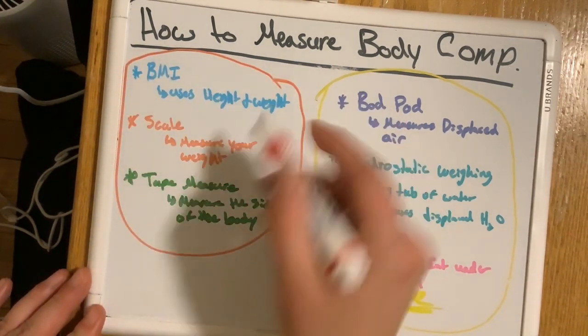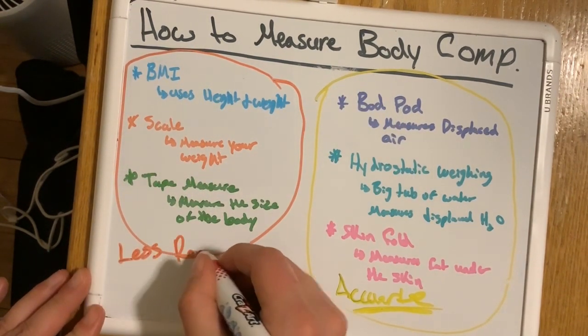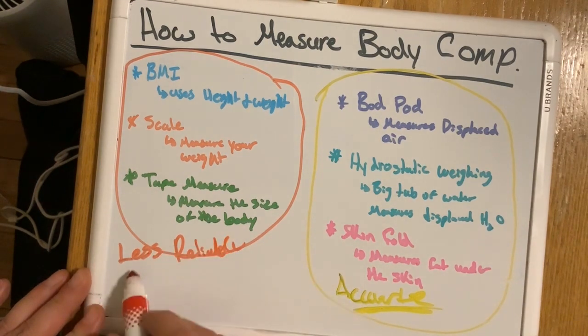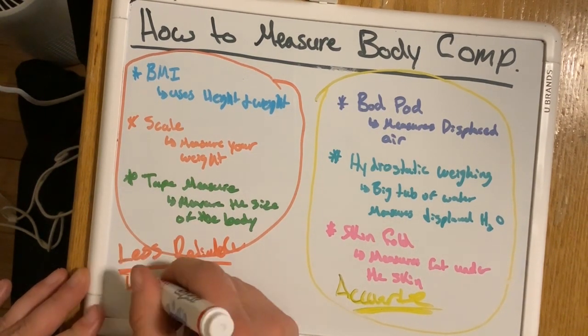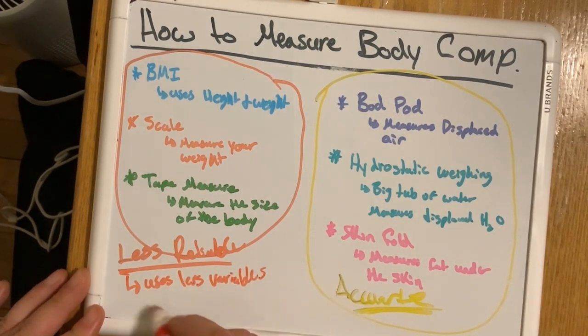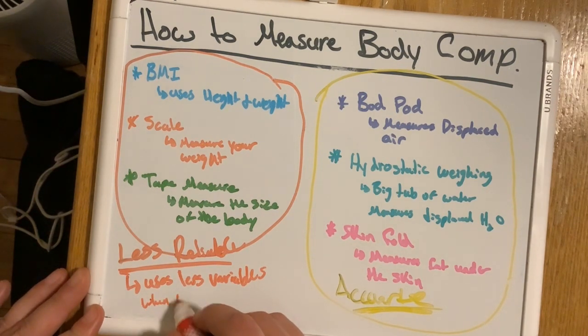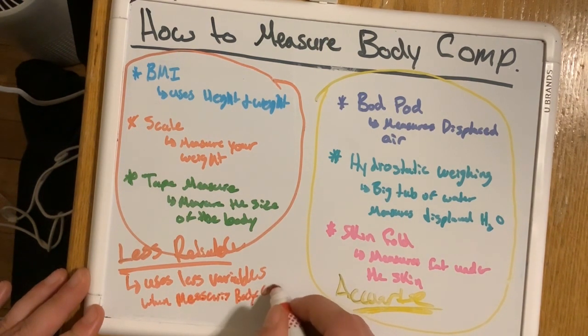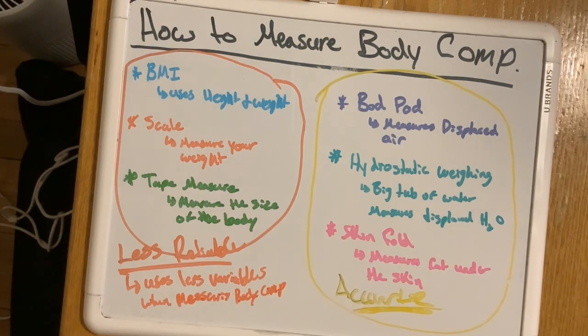So looking on the right side, circled in yellow, those are our more accurate methods to measure body composition. And on the left, we have more of our less reliable. So remember, BMI, scales, and tape measure, they use very few variables when calculating your body composition. So because of that, you're not going to get as accurate a score as you would with your Bod Pod, your hydrostatic weighing, and your skin fold, because you're getting more of an accurate representation of those two different masses. So you're looking at your fat and your non-fat masses, and you get a better, more accurate representation with the ones on the right.